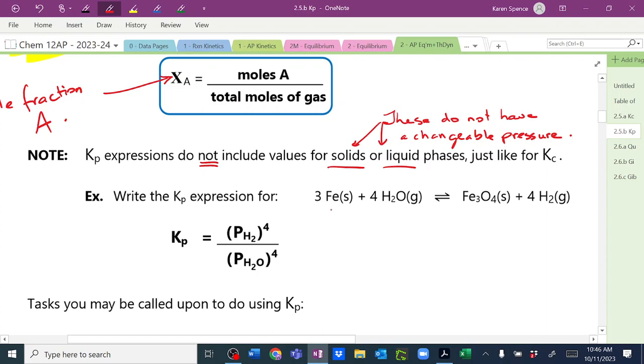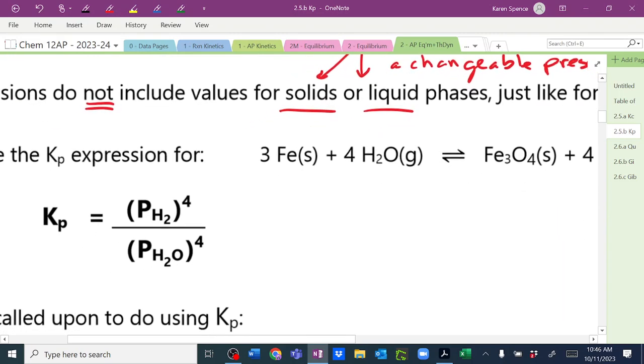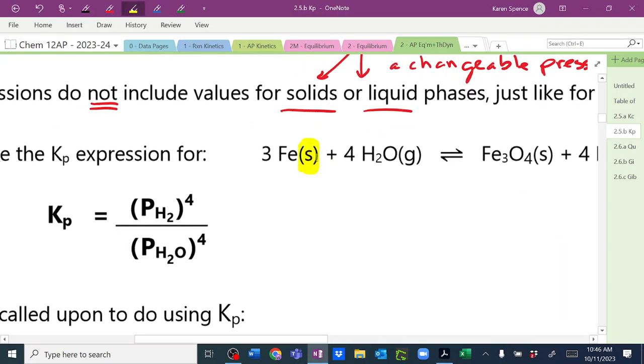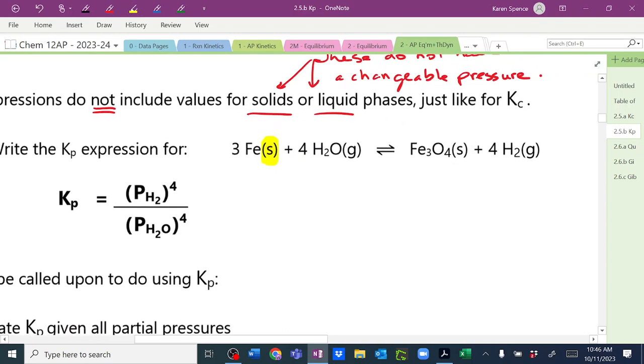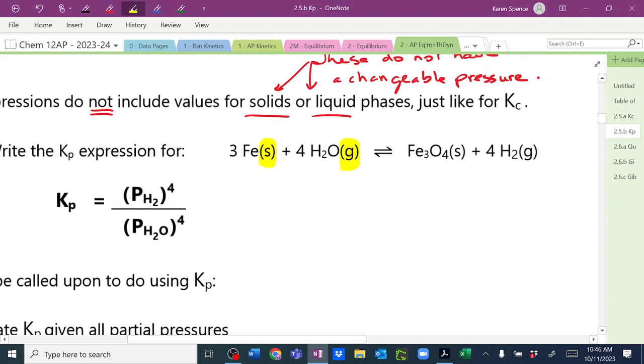Write the KP expression for this reaction. Oh look, we have a solid, we have a gas, we have a solid, and we have a gas, so it's just the gas over the gas. That's it. Easy? We got our H2O to the 4th, got our H2 to the 4th. Is that good?